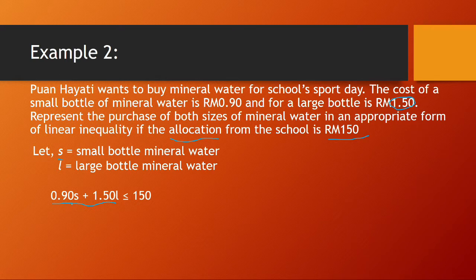0.9 multiplied by 10 becomes 9, plus 1.5 times 10 is 15, and then 150 times 10 is 1500. So when you look at this inequality, we can find out all the constants over here can be divided by a number, which is 3. So 9 divided by 3 equals 3, 15 divided by 3 equals 5, and 1500 divided by 3 equals 500. So that's the final answer.